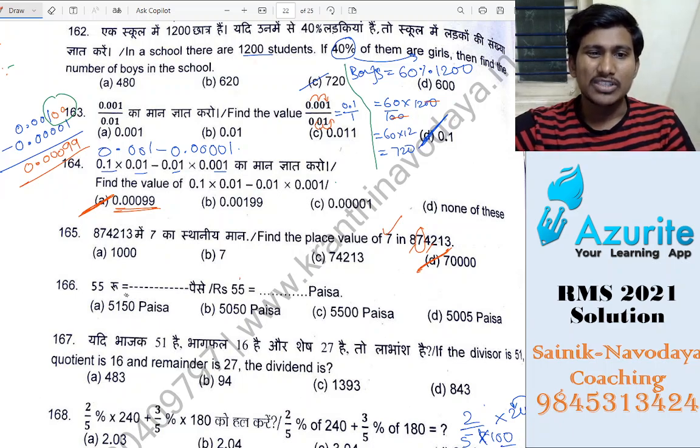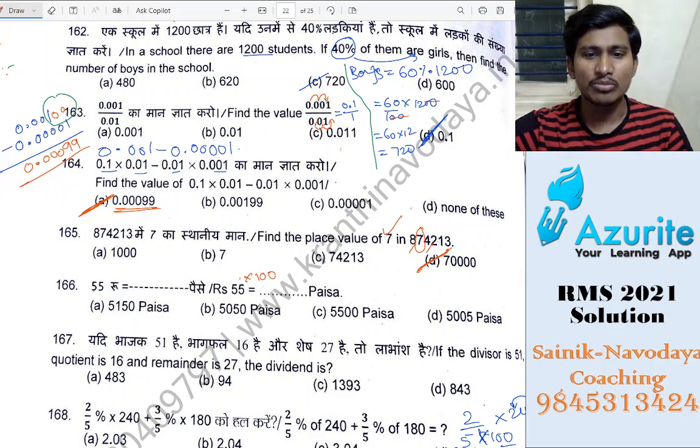Next one is option C. 55 rupees in paise. 1 rupee means 100 paise, so we have to multiply by 100. 55 into 100 is how much? 55 into 100 is 5500.